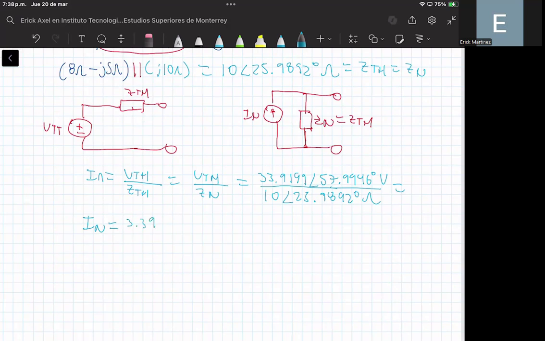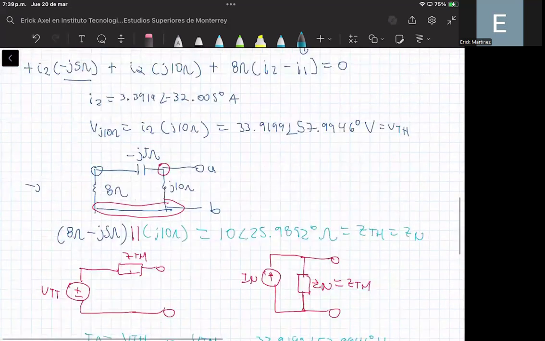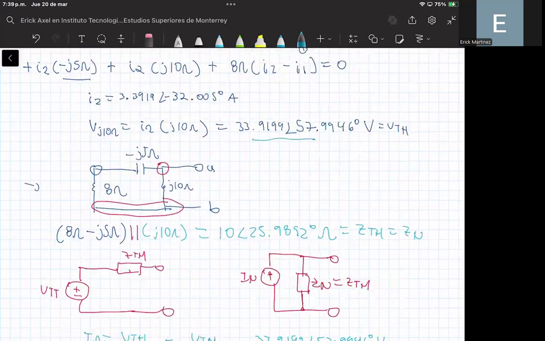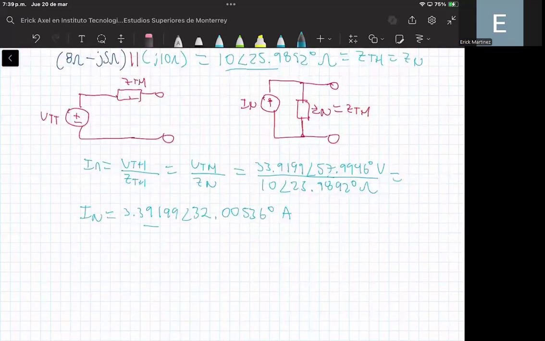So you can say that the Norton current is equal to 3.39199 with an angle of 32.00536 degrees amperes. So this is basically the result of this exercise. Here we have the Thevenin voltage, the Thevenin impedance, and here we have the Norton impedance.